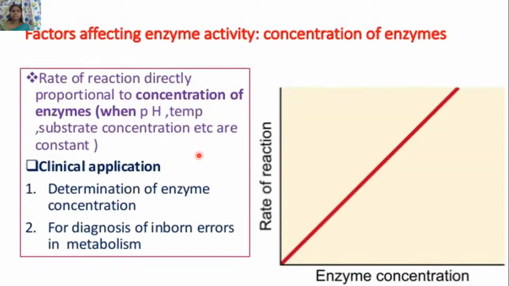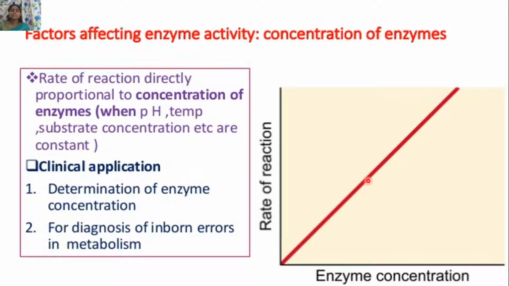Next, there are some factors which affect the enzymatic reaction. We'll study one by one the factors affecting enzyme activity. The first one is the concentration of the enzyme. Imagine a test tube where you have provided the substrate and the enzyme. If you increase the concentration of the enzyme along with the substrate, you can see the rate of reaction increases along with the enzyme concentration.